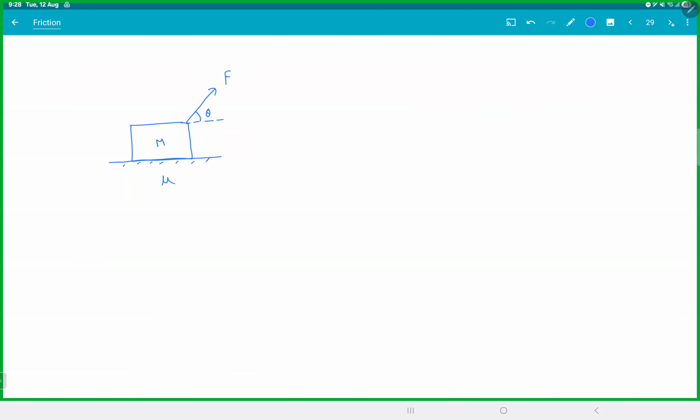So the catch here is you're using a part of the force to decrease the normal reaction and you're using the part of the force to move the block. So F cos theta is trying to move the block and F sin theta is trying to decrease the normal reaction. See, when you do a war, there are two ways to attack an enemy, right?